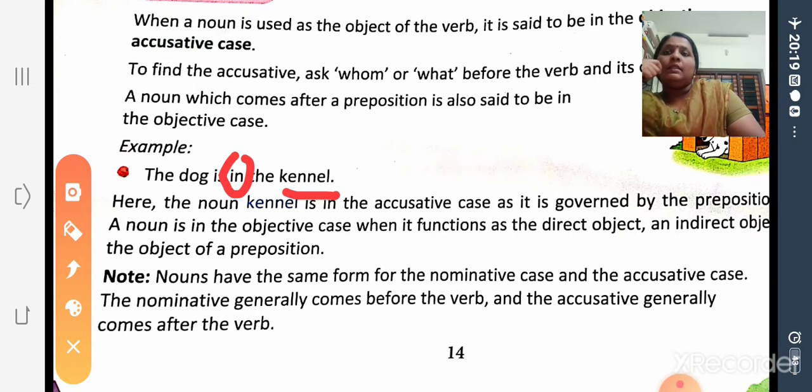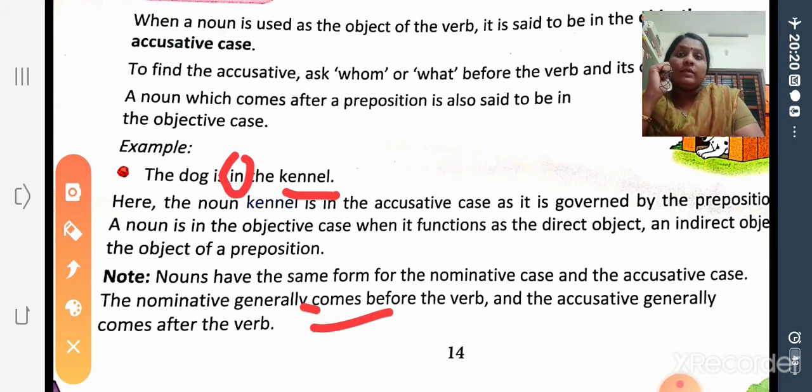Okay. Then nouns have the same form for the nominative case and the accusative case. The nominative generally comes before the verb, that I have already told you. In nominative case, the noun always comes before the verb, and in the objective or accusative case, the noun comes after the verb. Okay. എപ്പോഴും നോമിനേറ്റീവ് കേസിൽ വേർബിന് മുന്നേ ആയിരിക്കും സബ്ജക്റ്റ് വരുന്നത്. ബട്ട് അക്യൂസേറ്റീവ് കേസിലാണെങ്കിൽ വേർബ് കഴിഞ്ഞിട്ടായിരിക്കും വരുന്നത്. ഓക്കെ.